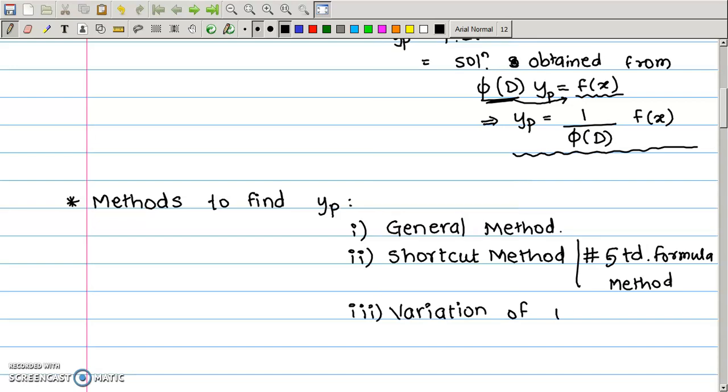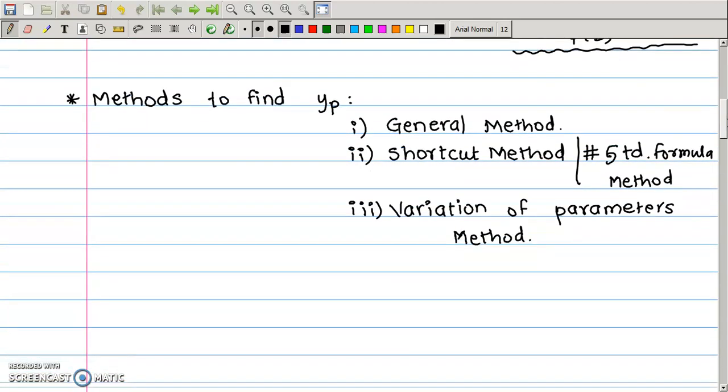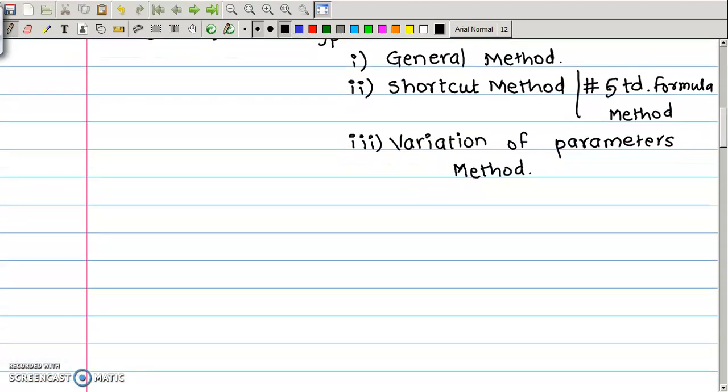Variation of parameters. This is a very typical method. It can be applied for quadratic auxiliary equations only. So let's take the first method of solving, that is general method.